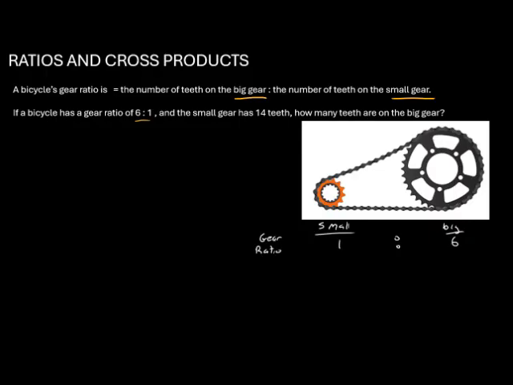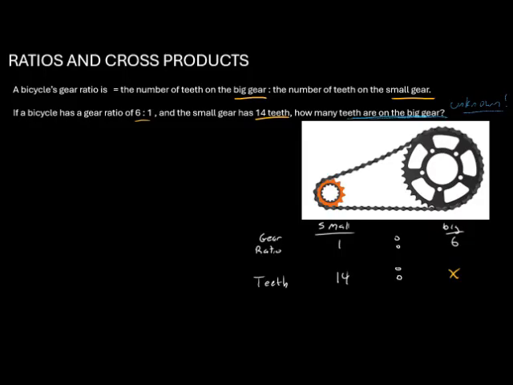We're then told after the gear ratio that the small gear has 14 teeth. So I'll make a little marker for teeth, and I'll write that the small gear has 14 of them. We are then asked how many teeth are on the big gear. That is an unknown. So for my big gear, I'll write X. For my small gear, I'll write 14 and put a colon in between. Now I have 2 ratios.